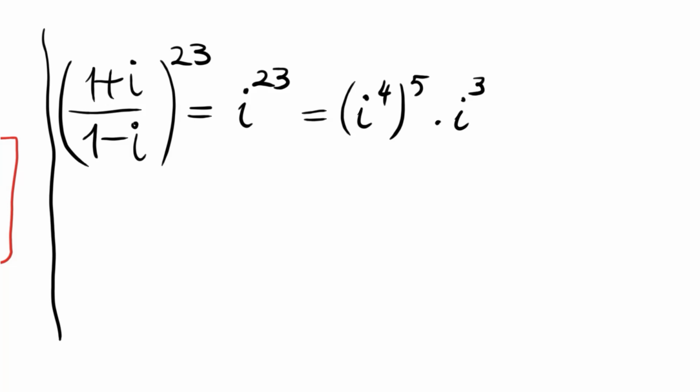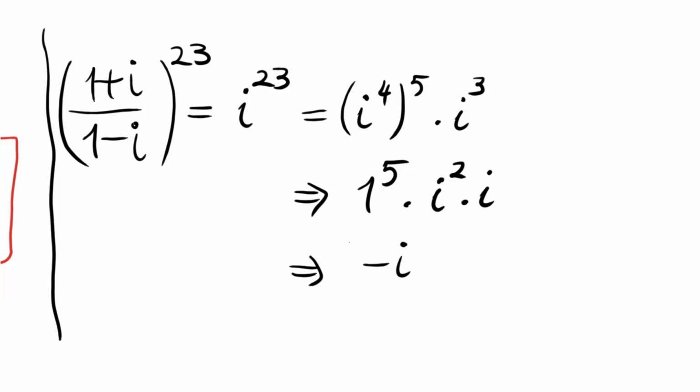Now i to the 4th power is 1, and 1 to the 5th power, times this is i squared times i. And i squared is negative 1 by definition. This is 1, this is negative 1. So we have negative i as our final result. This is the first way we can use. Let me tell you about one more method.